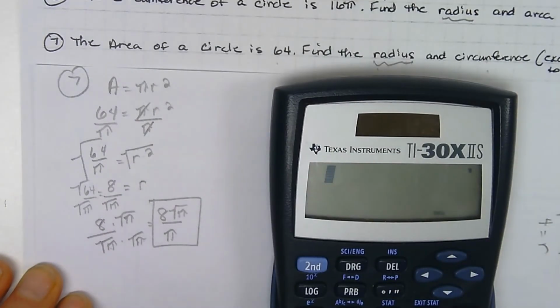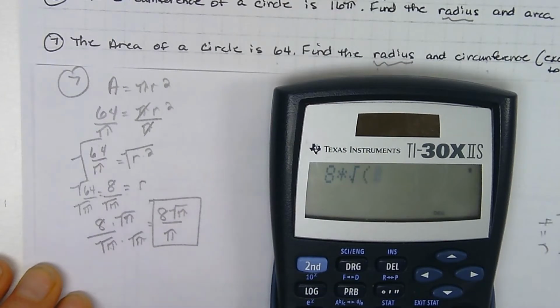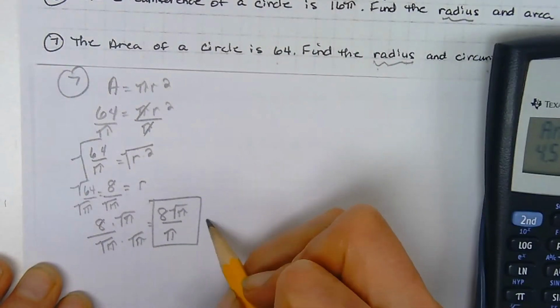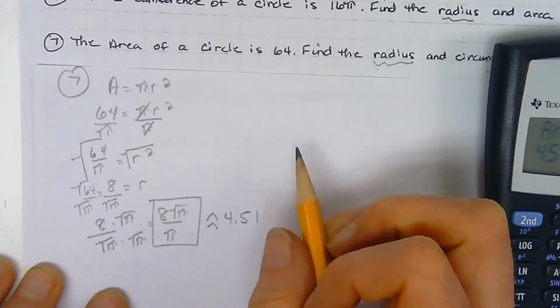would be 8 times the square root of, that equals that, and then I'll divide by pi, and that equals 4.51. So the answer is approximately 4.51 for the radius.